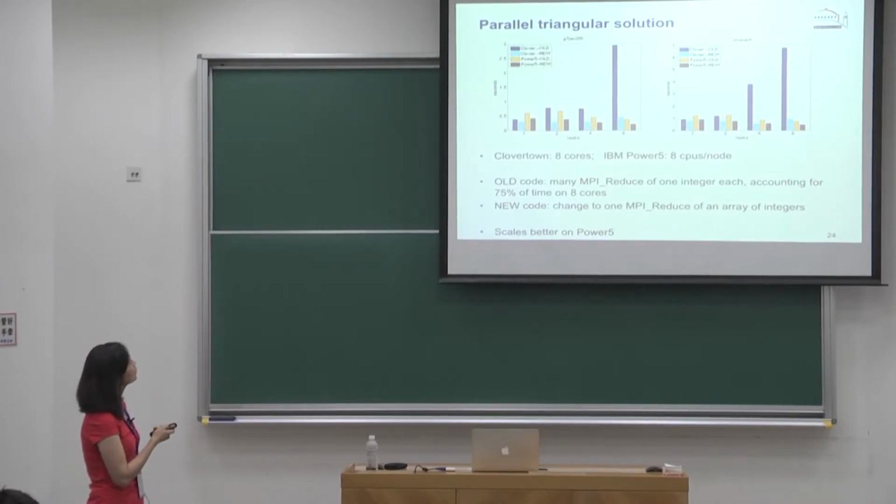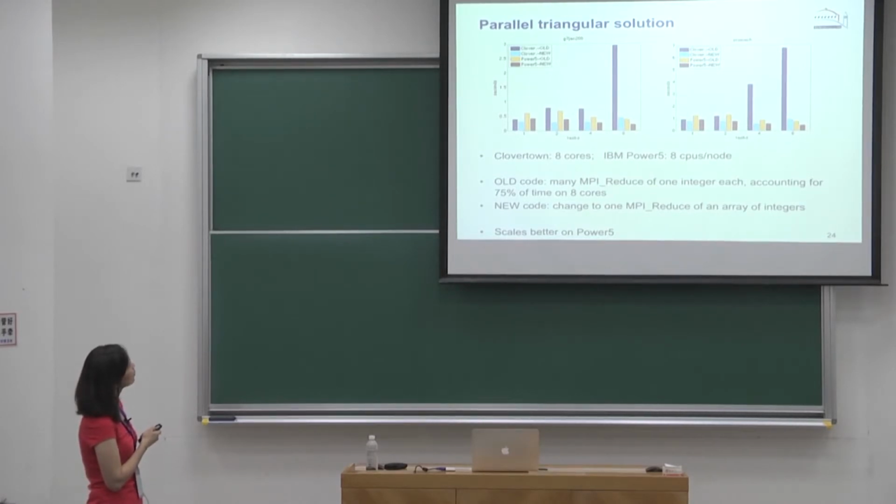And here I gave you some performance on two different machines. One is the shared memory machine, the Clovertown, which we saw before, 8 cores. And then I increase the number of tasks. So you can see that this is actually the time.